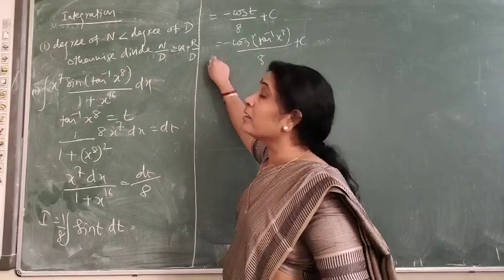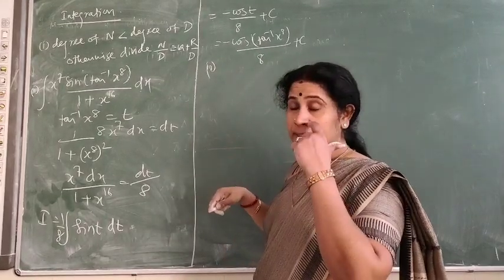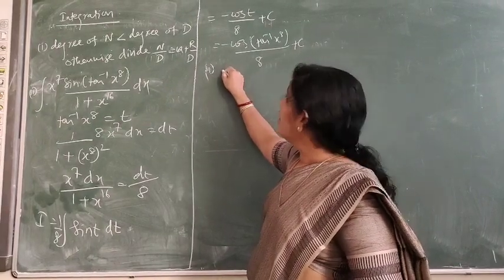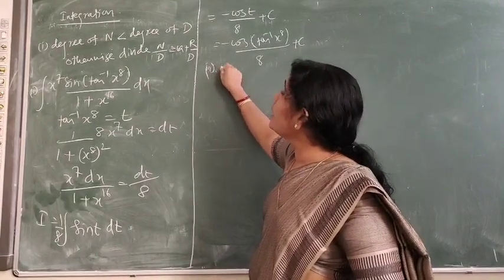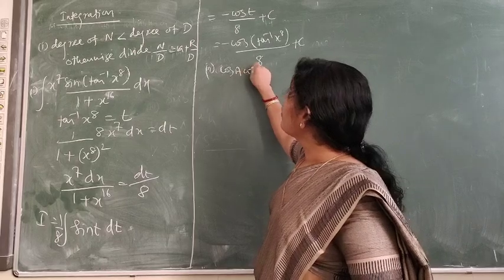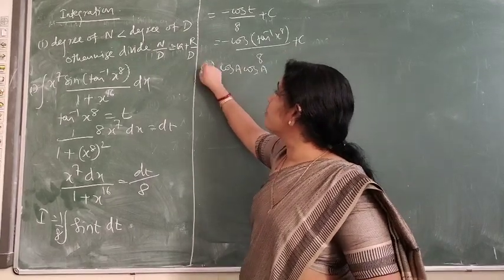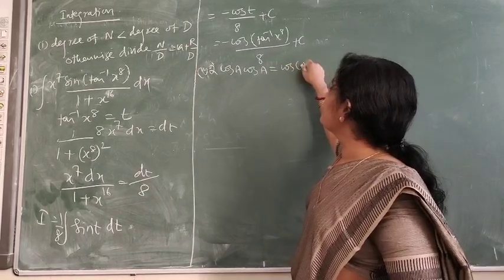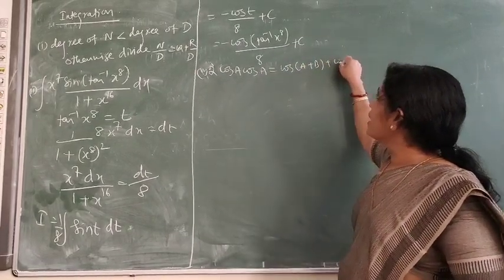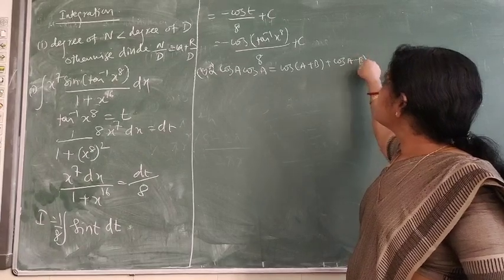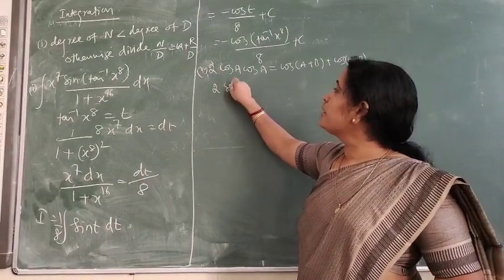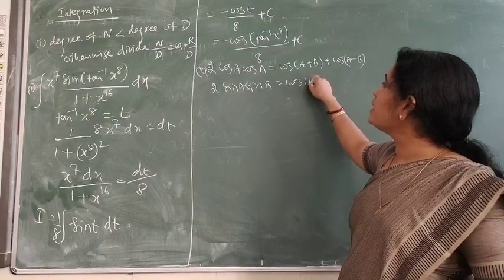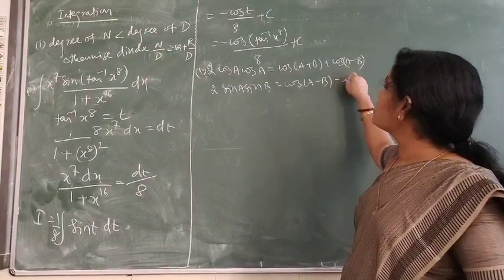Now the third topic, complete the trigonometric identity exercise. In this exercise, let me say one thing. You have to read the formulas. 2 cos A cos B is equal to cos(A plus B) plus cos(A minus B). Similarly, 2 sin A sin B is equal to cos(A minus B) minus cos(A plus B).